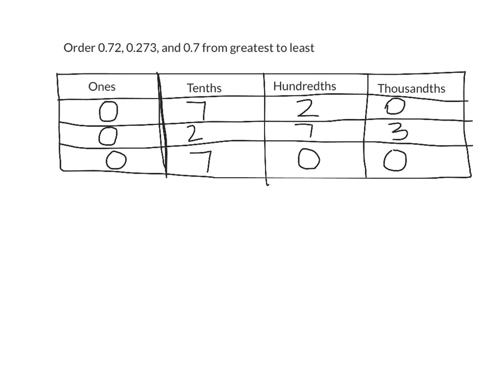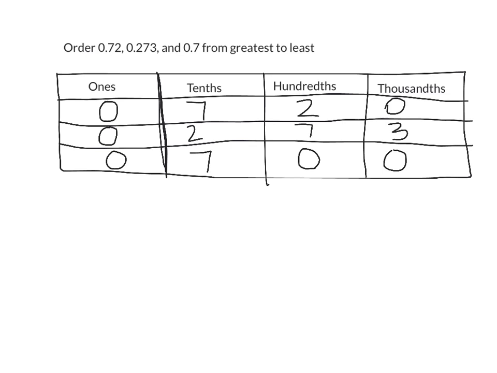But because we have two 7s in the tenths place, that means that we need to then move to the hundredths place. So if we take a look at the hundredths place, we have a 2 and a 0. 2 is greater than 0, which means that 72 hundredths would be greater than 7 tenths.